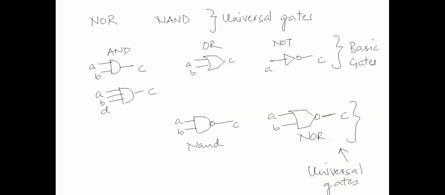Is this clear? Basic gates and universal gates, NAND and NOR being the universal gates because any one of these could be used to realize any Boolean expression. Let's look at it further. We will look at a few of the circuits. Let's look at NAND gate first.